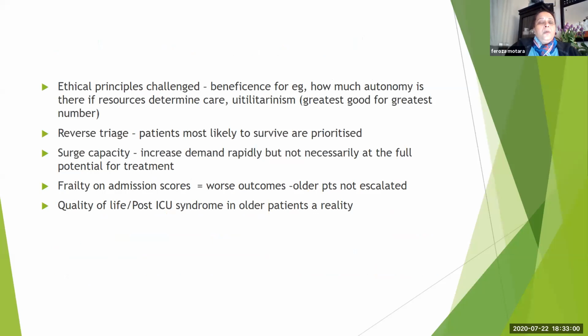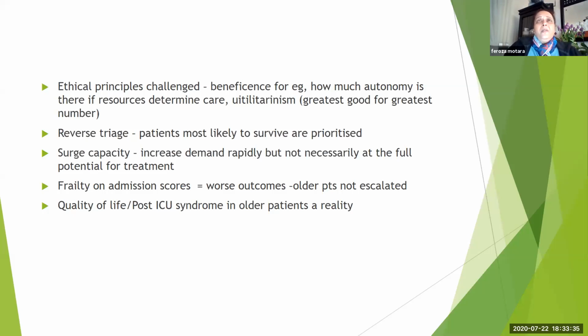It's also led to a situation where ethical principles have been challenged. Our normal principles of beneficence and doing good for the patient. We're not necessarily doing that good in this pandemic situation, because as I said, where you have a patient who under normal circumstances would have been put on a ventilator, your diabetic hypertensive patient who needs airway protection is not getting it now. So how much autonomy is there if resources determine care?